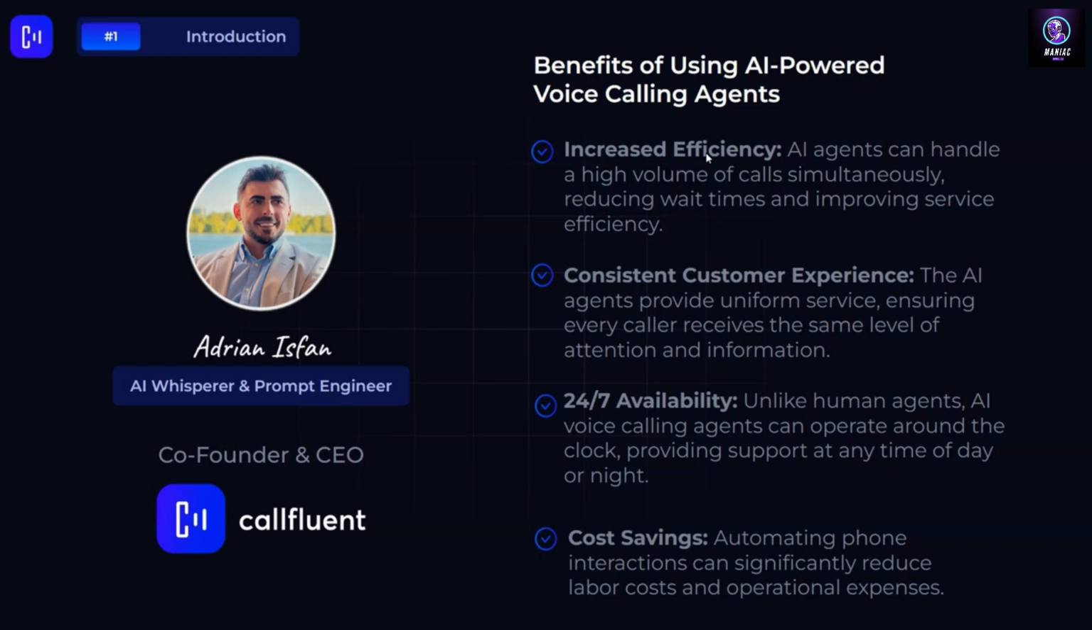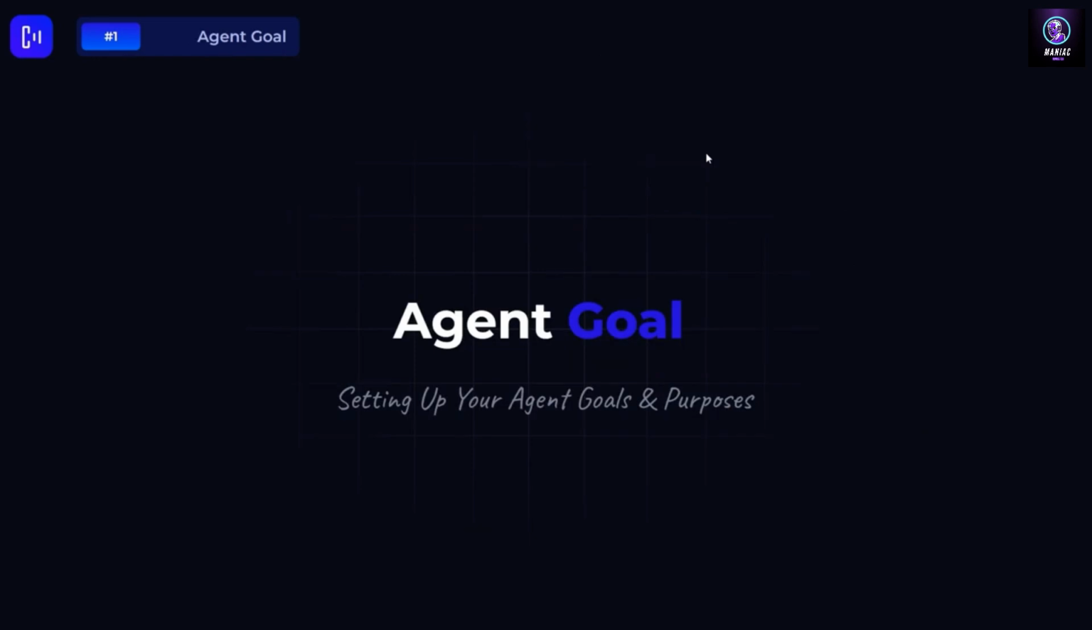You get 24/7 availability. Unlike human agents, AI voice calling agents can operate around the clock, providing support at any time of the day or night. And cost savings: it goes without saying that automating phone interactions can significantly reduce the labor costs and operational expenses of your business. Now, let's get started with explaining what the agent goal is and how you can set this up for your purpose.